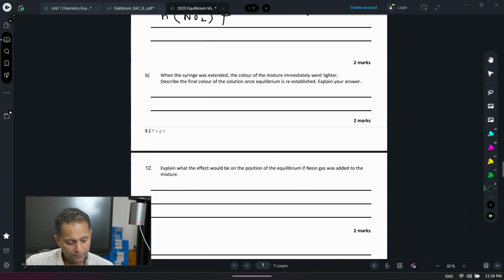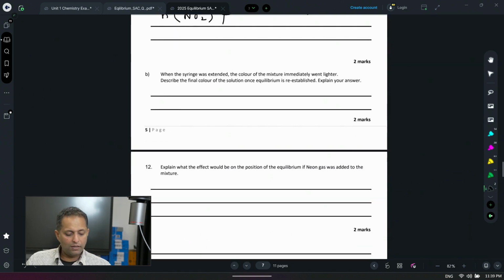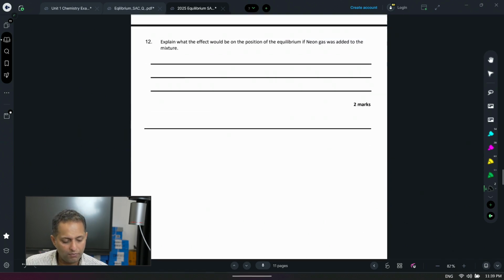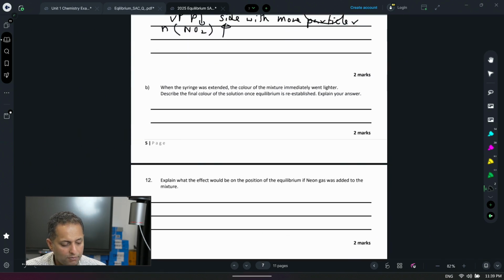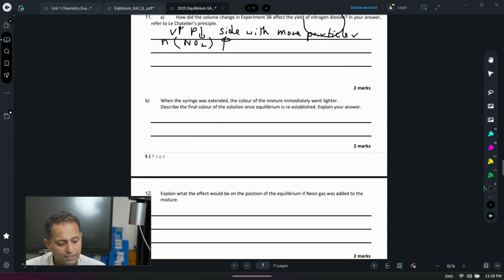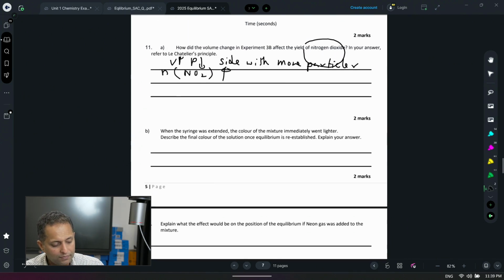Part B. When the syringe was extended. So, the same thing, isn't it? How does the volume change in 3B? Yeah, it's the same thing. I don't know why they are repeating B. When the syringe was extended, the volume is increased.